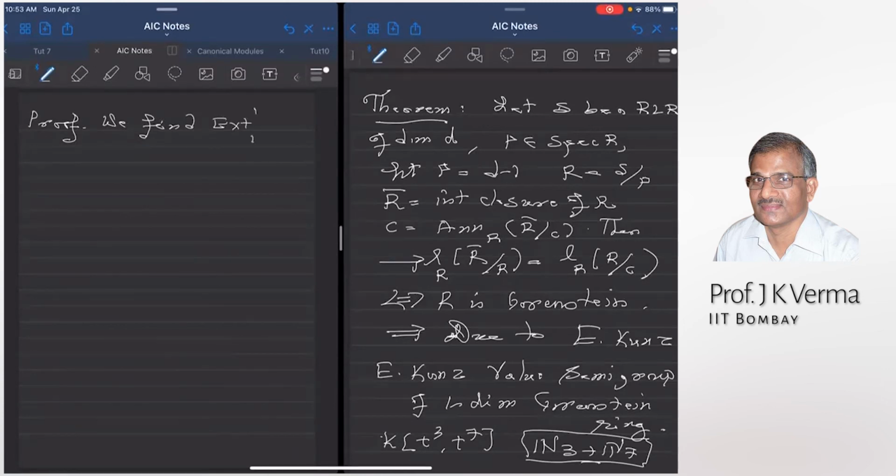Okay. So what we will do, we will find Ext^1 of R bar over R in two different ways. And those two ways will lead to these two modules, R bar over R and R over C. And you will see why the lengths are equal.